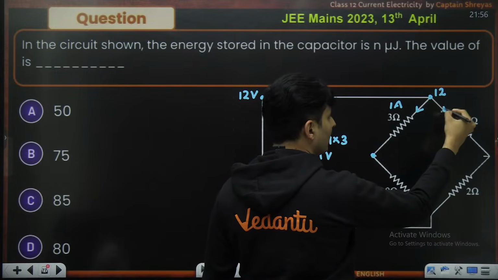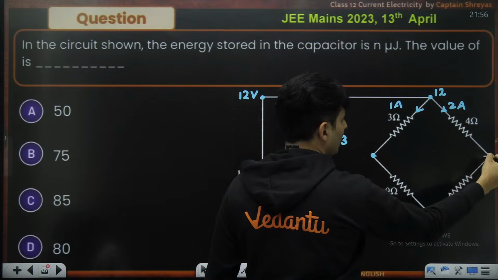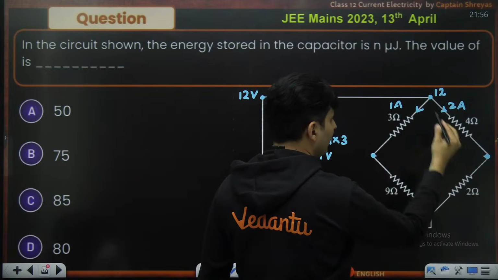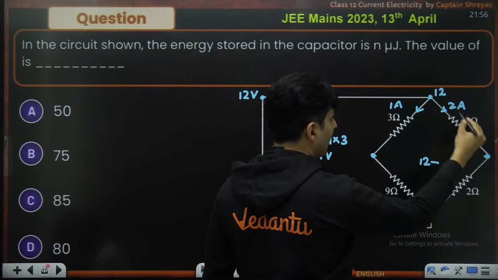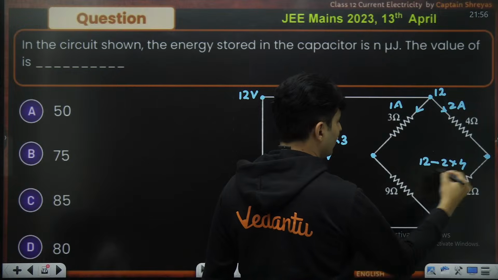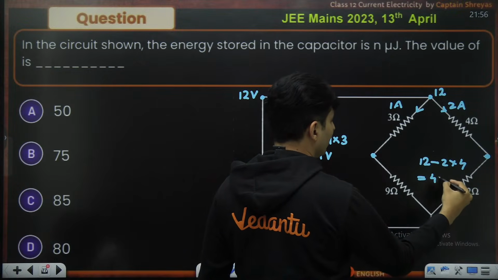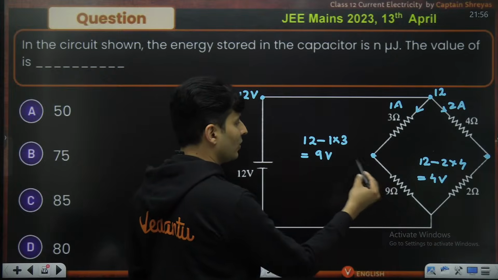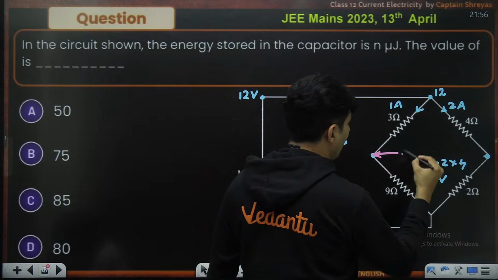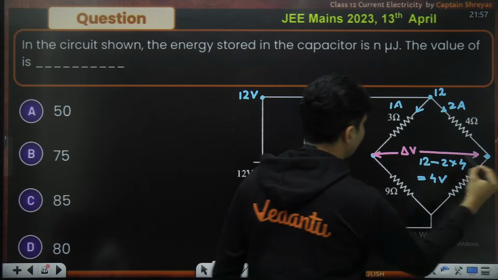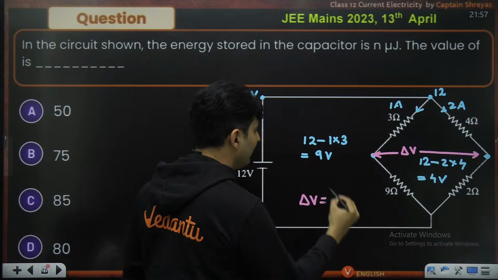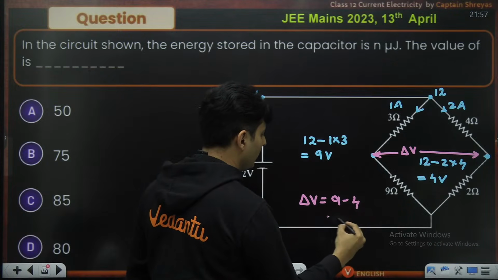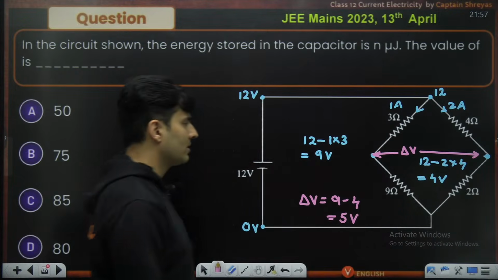Same thing over here, 2 amperes is flowing. This particular point will have a voltage of 12 minus I into R, 2 into 4, which is 8. 12 minus 8 is 4 volts. So this is 9 volts, this is 4 volts. Now we can find how much this delta V is. So that delta V will be obviously 9 minus 4, which is 5 volts.